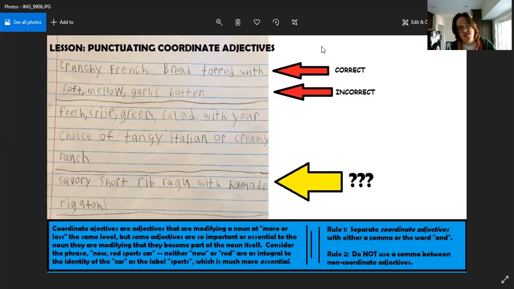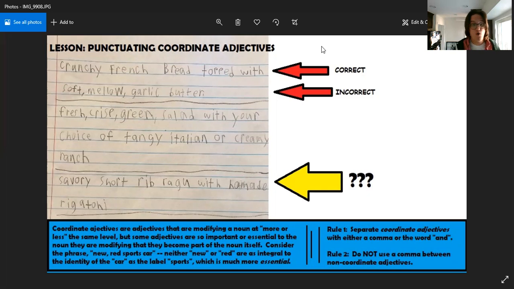Well, sports is an adjective that modifies car. But I could put any string of adjectives in front of sports car: new, shiny, red, automatic, etc. And none of those words are going to challenge the importance of the word sports in terms of defining the car itself. So sports, in the phrase a new red sports car, is not a coordinate adjective. However, new and red are. For the sake of this discussion, new and red are close enough in their relative importance to describing the car that they're considered equals.